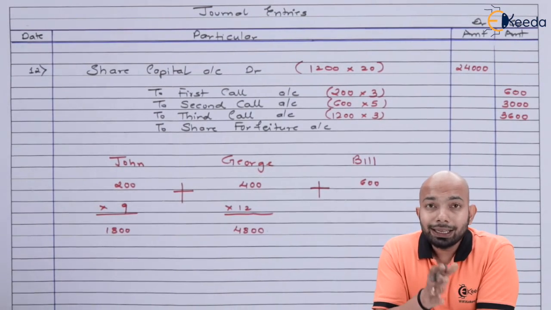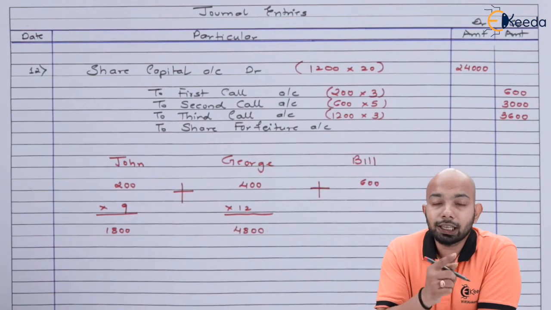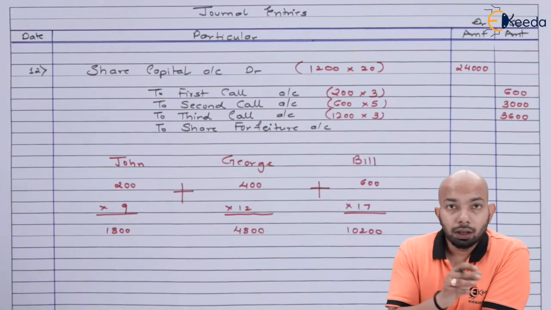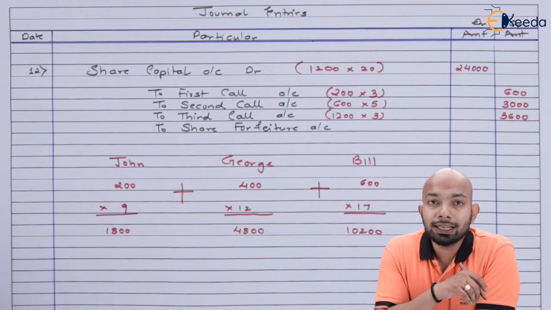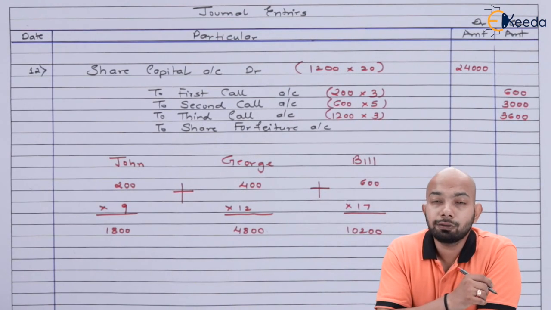And for Bill, he has paid up until second call. That means these 12 rupees which we have already calculated plus another 5 rupees on second call, that will give you 17 rupees he has already paid up. That means a total of 16,800 we have already received. Hence that is our profit. We are transferring it to share forfeiture account.